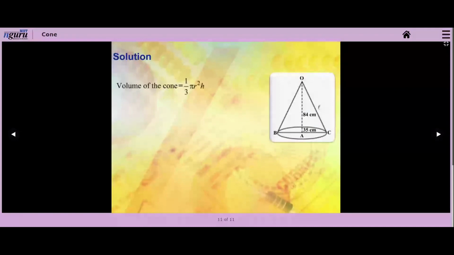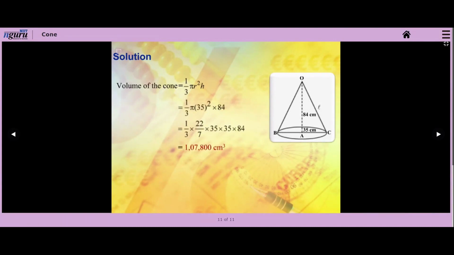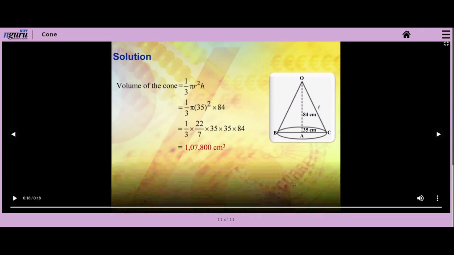We know that the volume of a cone is equal to 1 upon 3 pi r square h. On substituting the values of pi, r and h in the above formula, we get the volume of the cone equal to 1,07,800 cubic centimeters. Did you get this? Yes, ma'am.